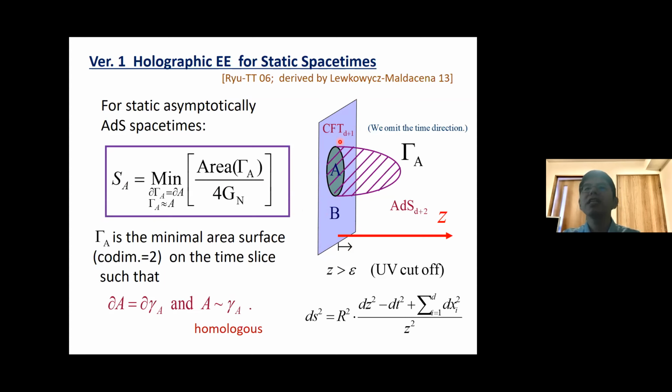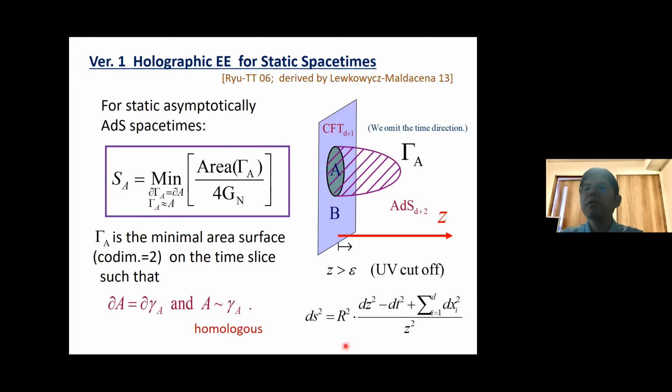In that case, we can calculate entanglement entropy by extending the boundary of A towards the bulk. There are many different ways to extend it, so we pick a particular one, namely the minimal area surface. That is, we compute this area and we minimize it. I would like to call this surface gamma A. A is the subsystem A, and gamma A's boundary is the same as A's boundary. There are also homology constraints: gamma A is homologous to A. Anyway, we have to minimize this area. This is basically the static setup.